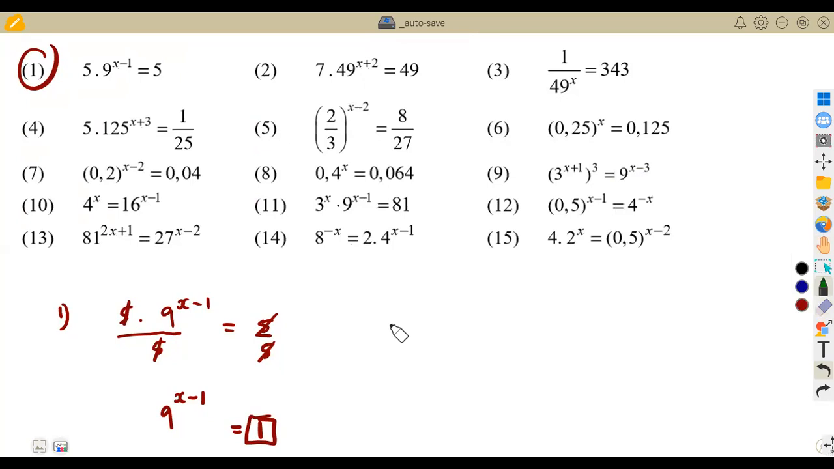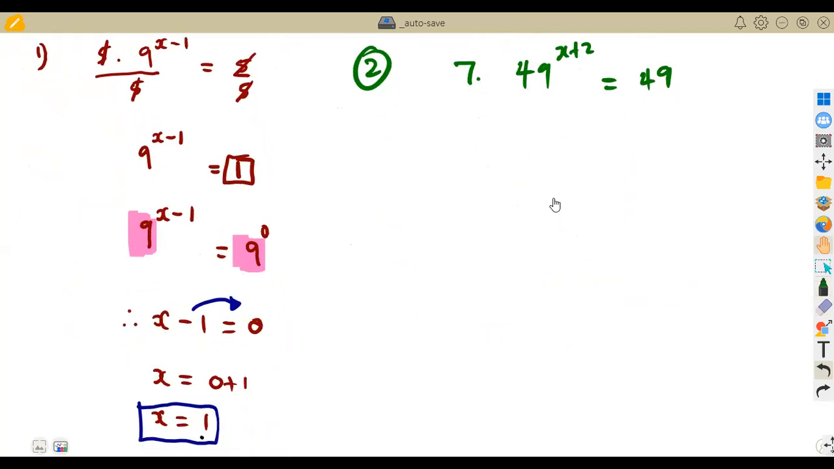We are given the second question, that is 7 multiplied by 49 to the exponent of x plus 2, which is equal to 49, okay? So still we have the same situation. If we check properly here, we can see that there is a number that is multiplying, okay? The 7, which is multiplying.